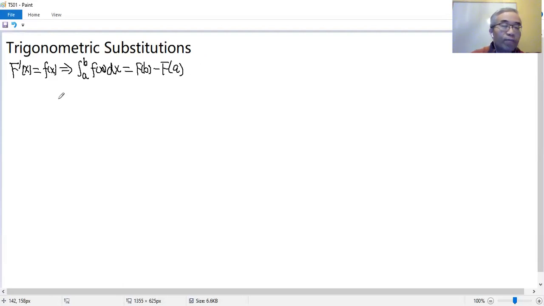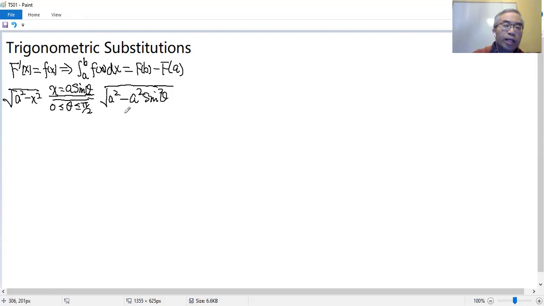In order to do that, we need to make the integrand as simple as possible. For example, if the integrand contains the square root of a squared minus x squared, then we can do a substitution: x equals a sine theta, and theta is between 0 and half pi. So let's plug in. We get a squared minus a squared sine squared theta, and we take a squared out. So a squared times (1 minus sine squared theta), which is cosine squared theta. Because theta is between 0 and half pi, we know cosine theta is non-negative, so we get a times cosine theta. In this way, we eliminate the square root.